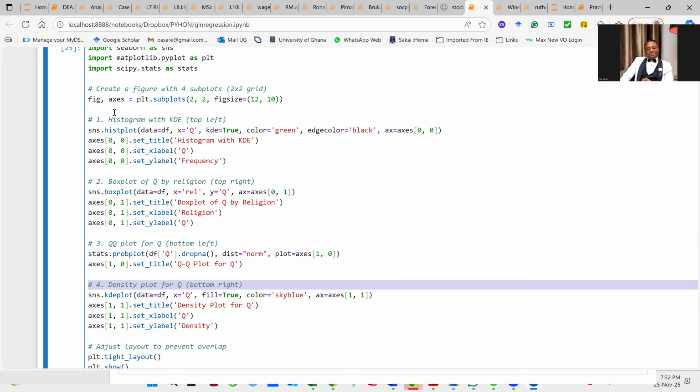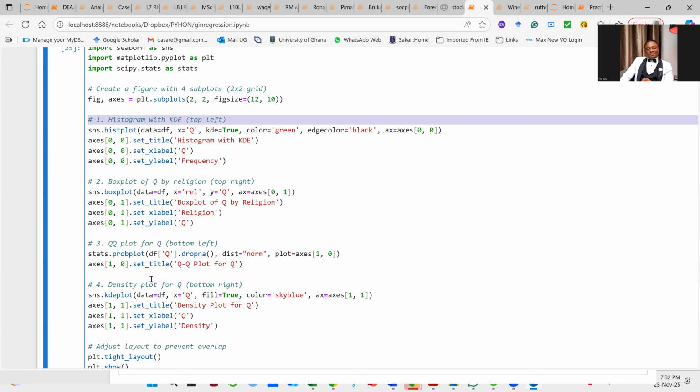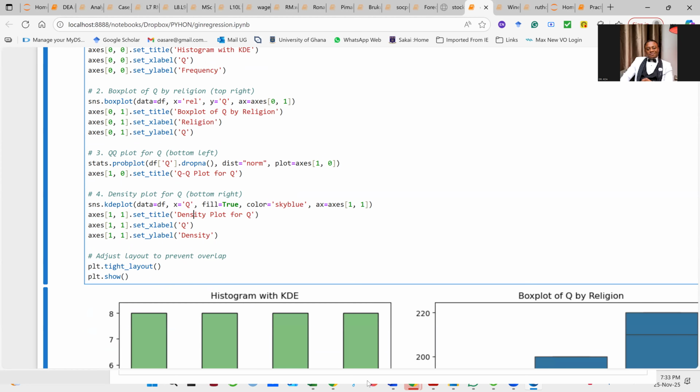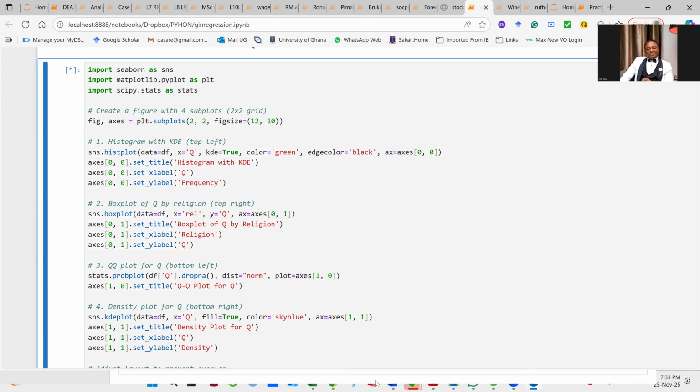Now, how do you interpret them? We already know about the histogram. I won't talk about that. The last one, the kernel density plot, we also have explained them. There are only 2 of them that are in the middle, the box plot and the QQ plot. Let's run this. First of all, I go through each one of them step by step. So you just run this and let's see the results.